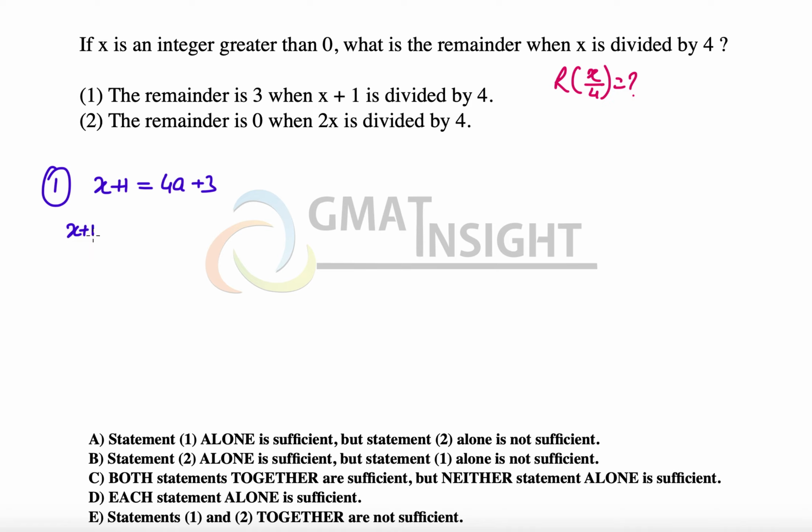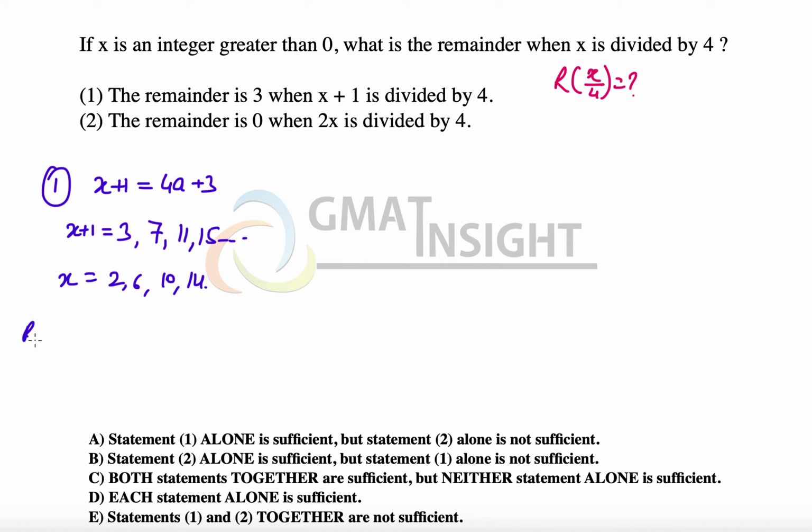So x plus 1 may have many possible values, such as it could be 3 itself when the multiple is 0, it could be equal to 7 or 11 or 15, etc. That means the values of x may be either 2, or 7 minus 1, that is 6, or 11 minus 1, that is 10, or 15 minus 1, that is 14.